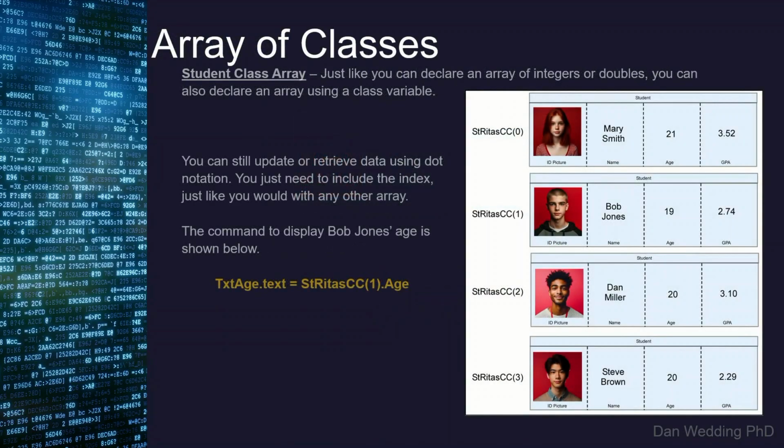Just like you can declare an array of integers or doubles, you can also declare an array using a class variable. You can still update or retrieve data using dot notation. You just need to include the index just like you would with any other array. The command to display Bob Jones's age is shown below.